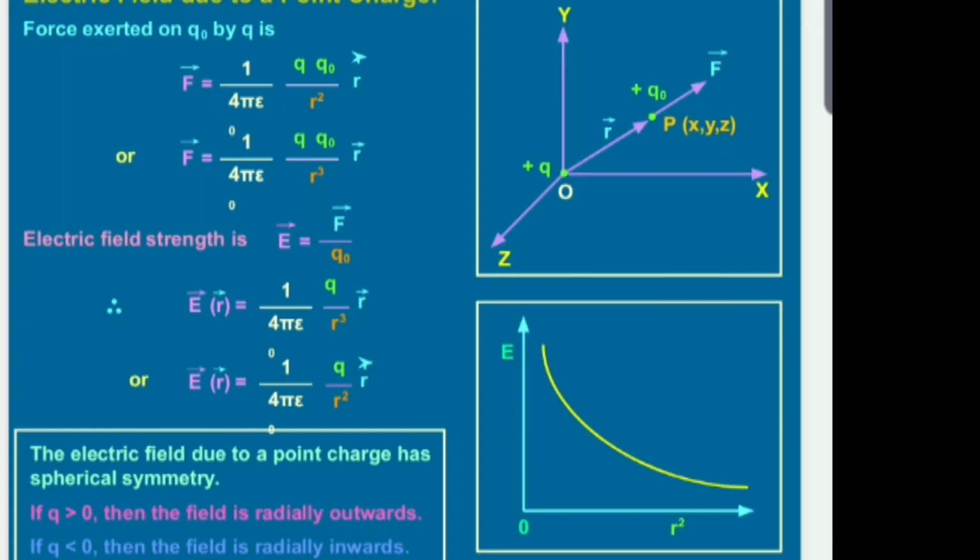You can see the graph shown there, that is the graph between E and R square. Since E is inversely proportional to R square, the shape of the graph is a hyperbola.